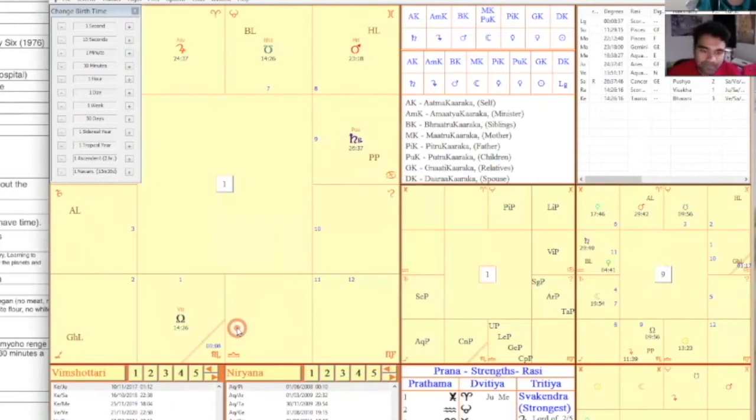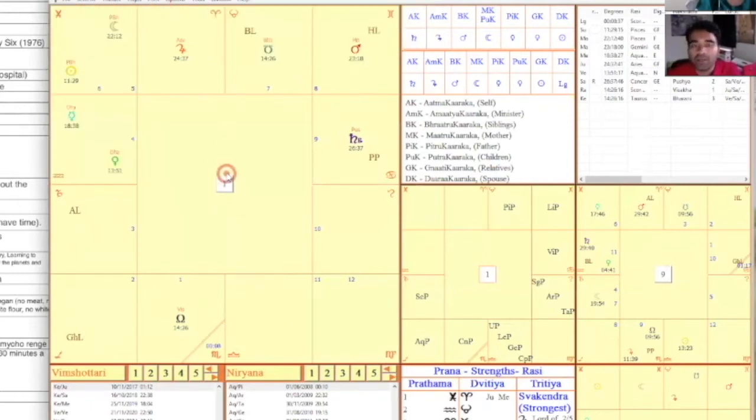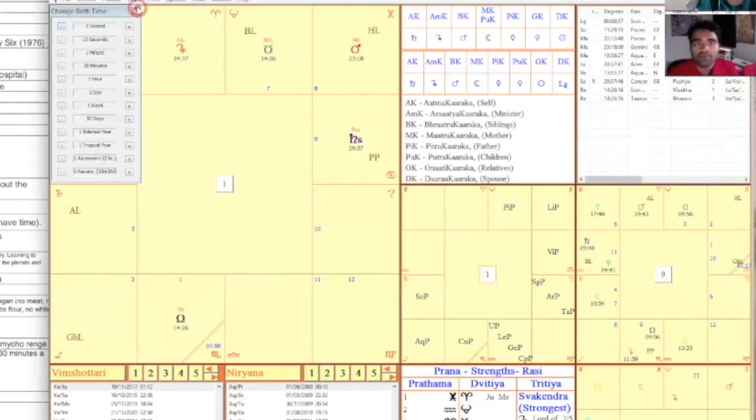So how did I come to the conclusion that this person was actually a Libra Lagna, not a Scorpio Lagna? For that, we use the events of their life. But there is one very significant event that actually nailed it for me, and I will show you how to use such events for the benefit of the astrologer.